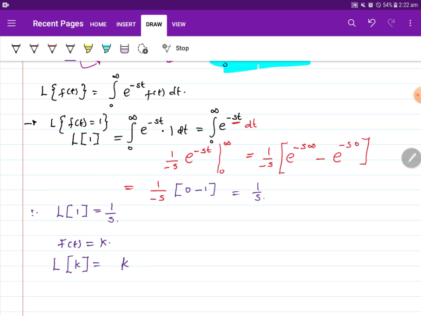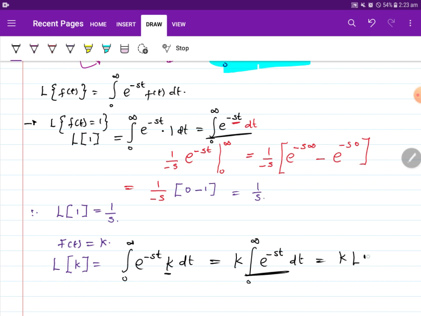K is a constant, so I can bring it out. The integral from 0 to infinity of exponential minus st times k dt, since k is a constant, is the same thing as k times the integral from 0 to infinity of exponential minus st dt. So what is this? It is just the Laplace of 1. So I can say it's the same thing as k times the Laplace of 1.